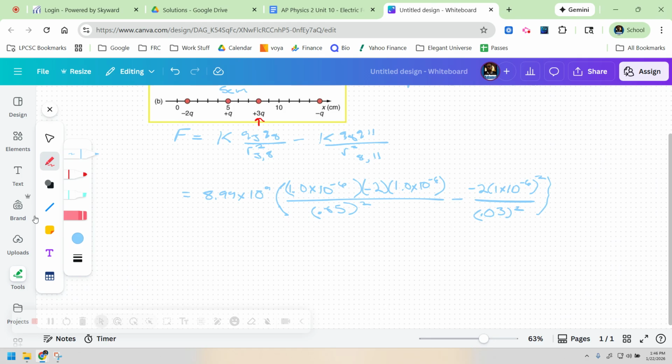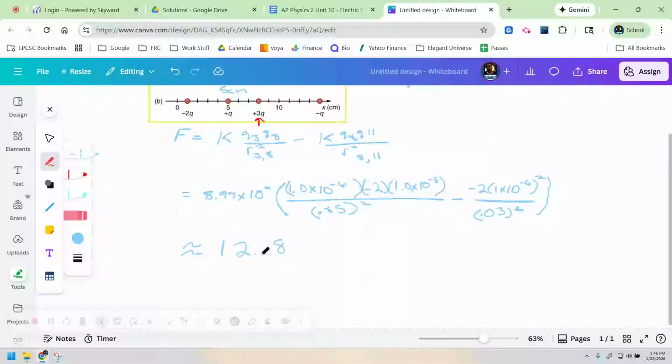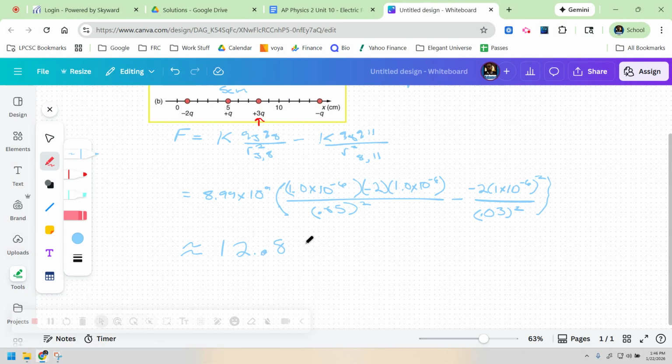So now if you plug this into a calculator, you get a positive 12.8 newtons. Now because it's positive, what does that tell you? To the right. Right. So this is going to the right.